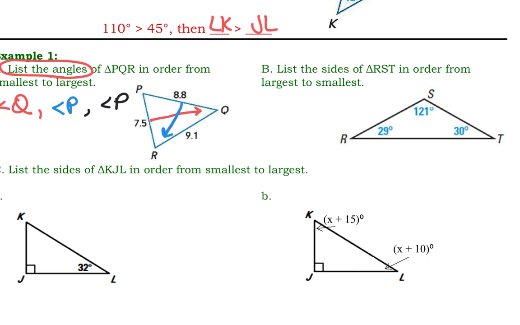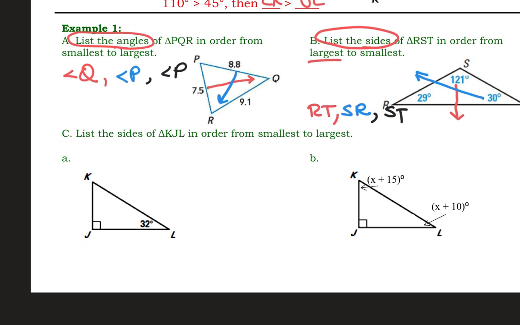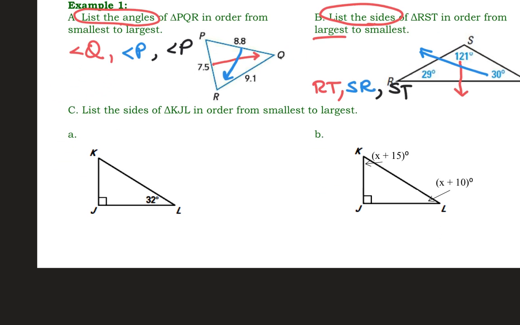So our largest angle is what? 121. So what's the largest side then? Because we're looking for sides. The side from R to T, followed by what side? What would be the next angle from largest to smallest? R to S would be the next side. So then the largest, or smallest side, sorry, the smallest side would be S to T. Good. All right. So that's pretty much straightforward what it is, the angles and the sides being related to one another within one triangle.